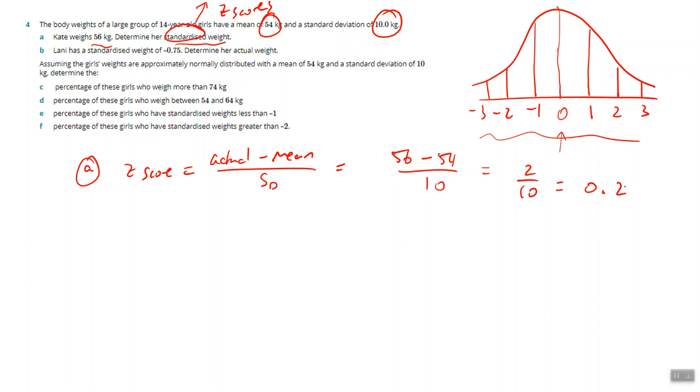So what does that actually mean? She's just slightly around here. So Kate's weight is slightly around here. So she's pretty normal, okay? She's pretty normal. She's not one standard deviation away, more than one standard deviation away on either side.